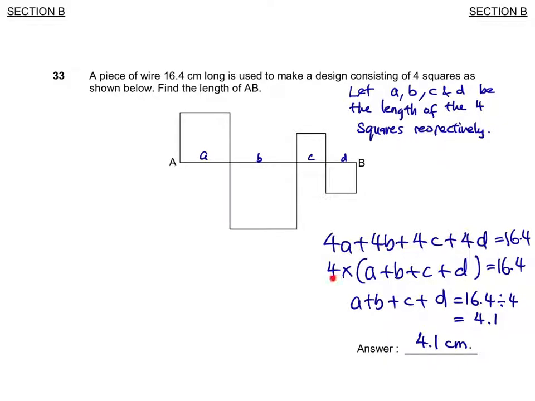So you have this 4 times this A. This one is the distribution law. So you just have to divide both sides by 4. You get what is A plus B plus C plus D, which is 4.1 cm.